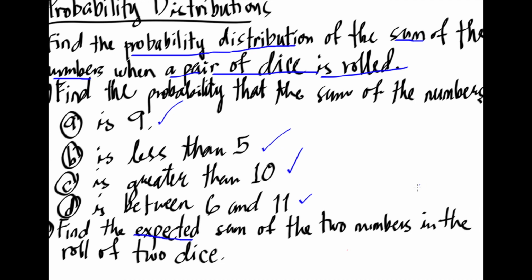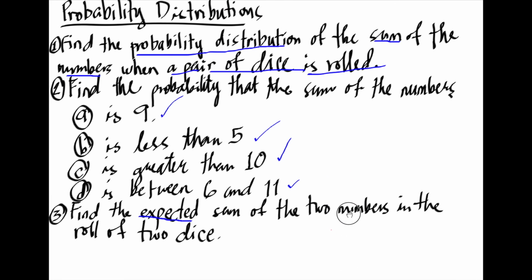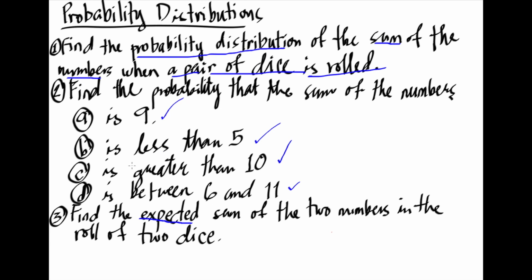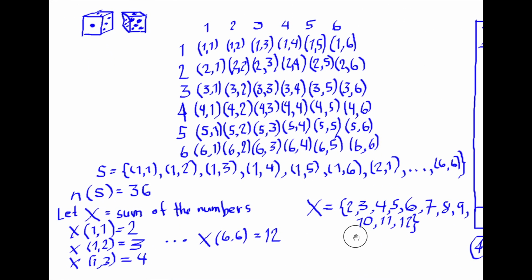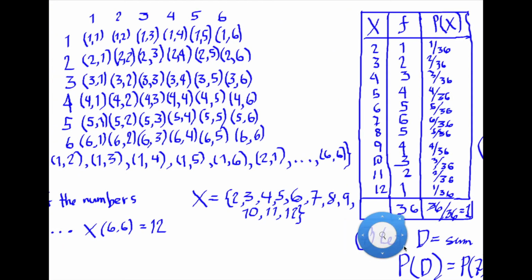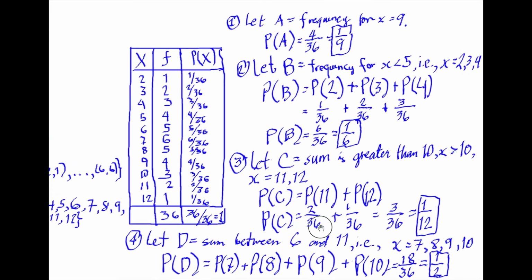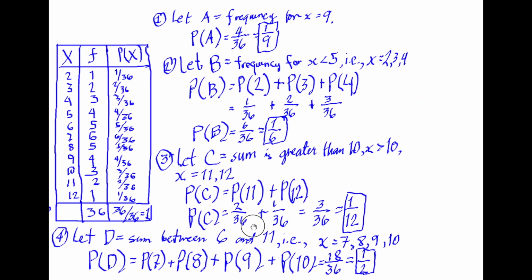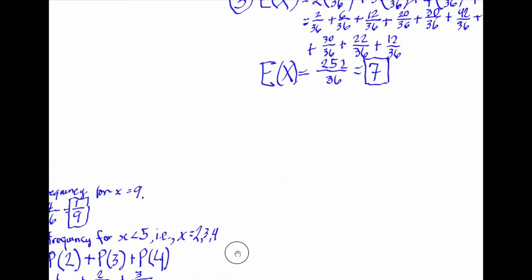Let's go back. Our question is this: probability distributions. Find the probability distribution, find the probability that the sum of numbers are these, and then find the expected sum or expected value. I'm just going to run you through this. This is our number 1 answer, and then we have here the probability distribution. And our answers in number 2 are all over here. Let's zoom out a bit so that we can see. So these are our answers for number 2. And ultimately for number 3, we can see our answer here, which is equal to 7.